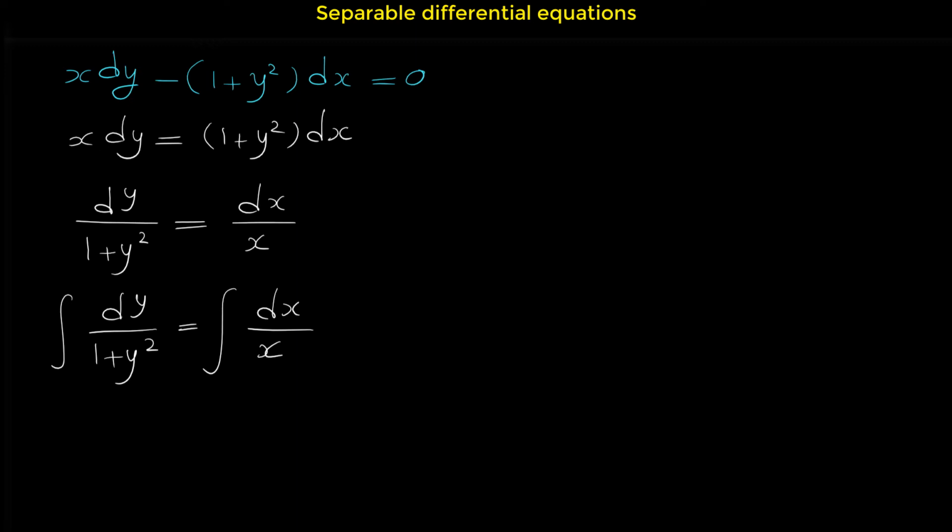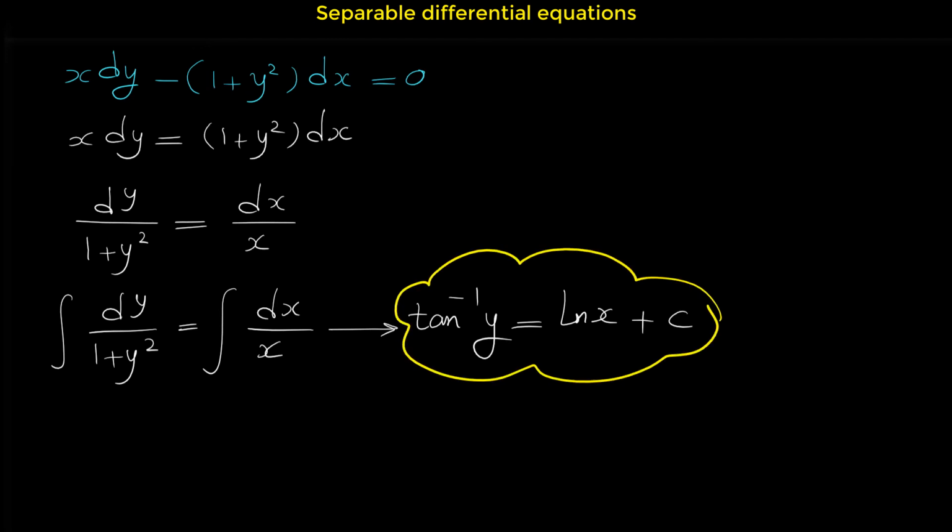We know that the integral of dy over 1 plus y squared is tangent inverse of y. This is one of the formulas of integrals. And the integral of 1 over x dx, or dx over x, is ln of x plus c. Don't forget to add c to one of the sides of your answer. So this is the solution of this differential equation.